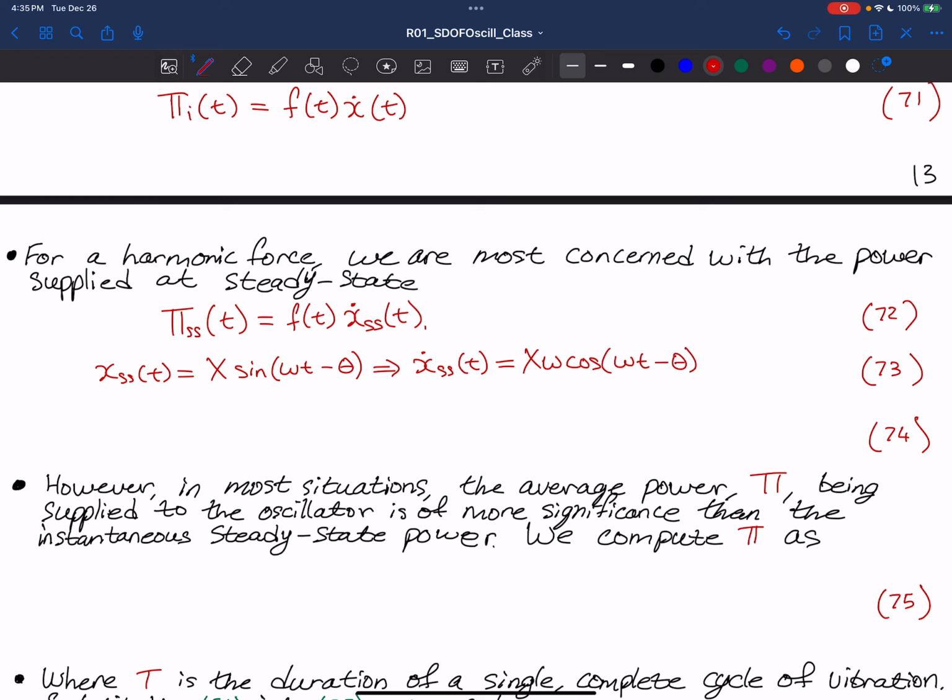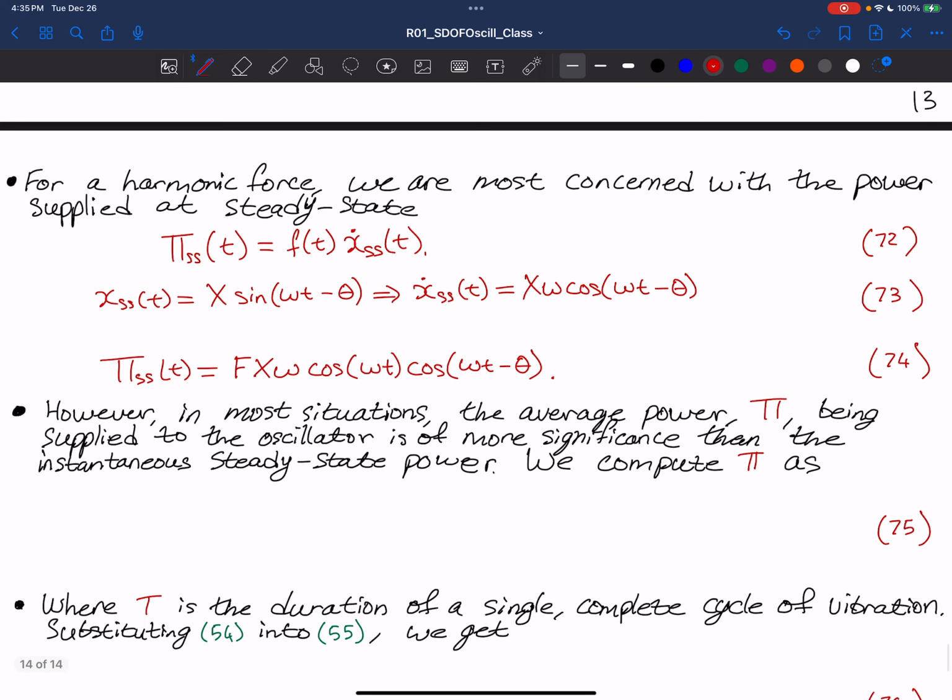And so therefore, the steady state power is going to be equal to big F times the cosine of omega t times big X omega times the cosine of omega t minus theta. In fact, let's rewrite this: big F times big X times omega times the cosine of omega t times the cosine of omega t minus theta. And that is our steady state power. It tells us what it is as a function of time.